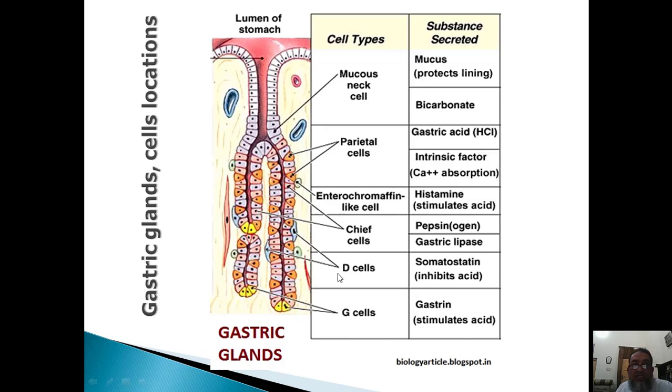Now again the D cell and G cell, these are endocrine cells because they pour their hormones, somatostatin and gastrin, into the blood. They are also present within the base and lower part of the body, and they secrete somatostatin, which inhibits the acid, and gastrin, which stimulates the acid. They are also present within the gastric gland. Now this is the brief description of the location along with the function of various types of cells present within the gastric gland.